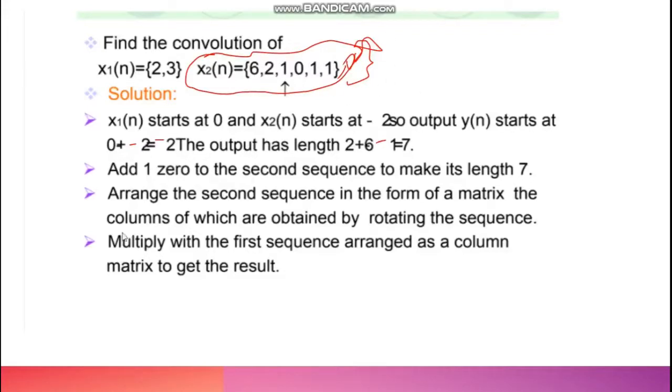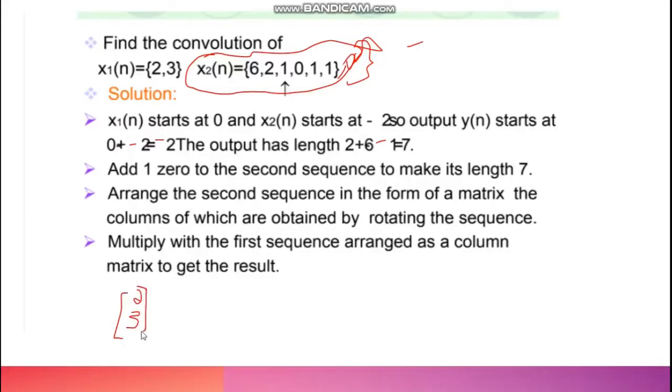Arrange the second sequence in the form of a matrix, the columns of which are obtained by rotating the sequence, and multiply with the first sequence arranged as a column matrix to get the result. If you check our x1 of n, it should be written as a column matrix. So what is this?